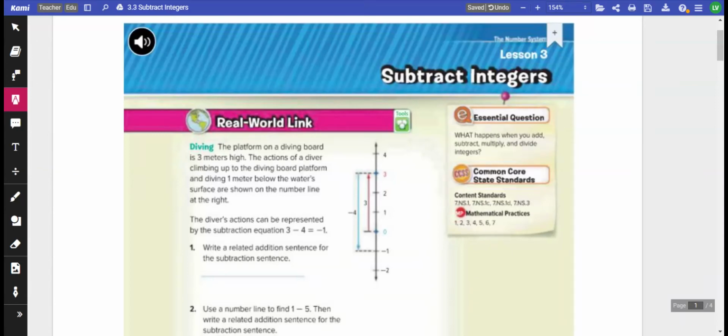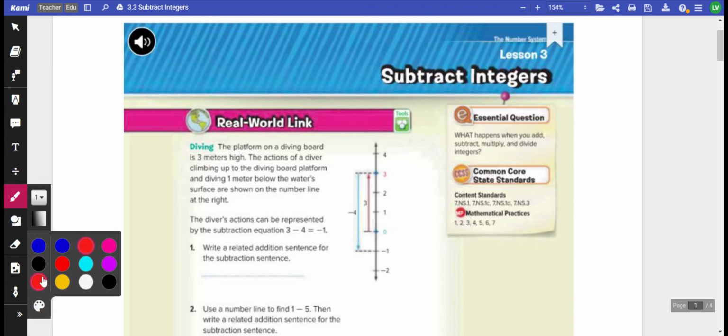Lesson 3, Subtract Integers. Real world link. We have a diving problem. The platform on a diving board is 3 meters high. The actions of a diver climbing up the diving board platform and diving 1 meter below the water surface are shown on the number line at the right.